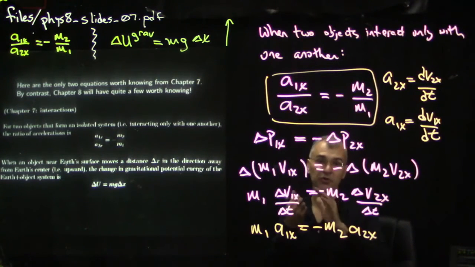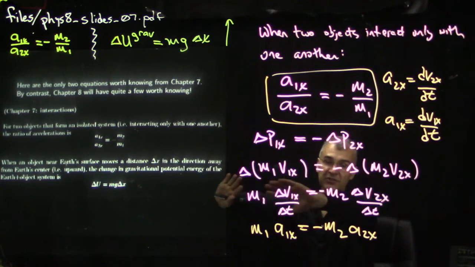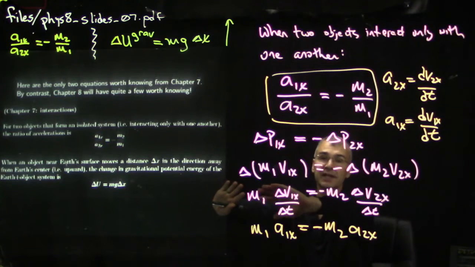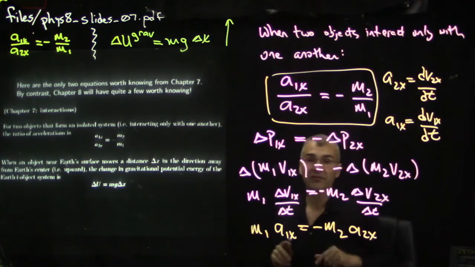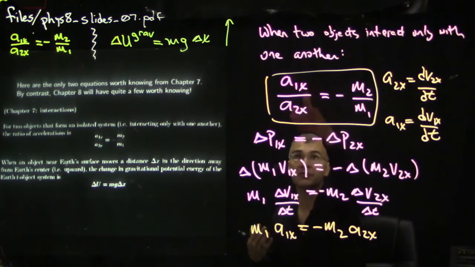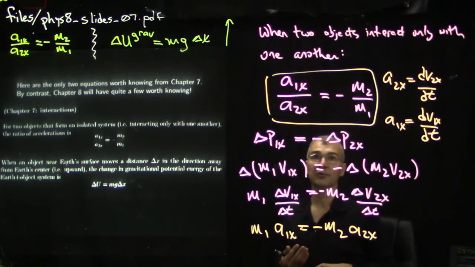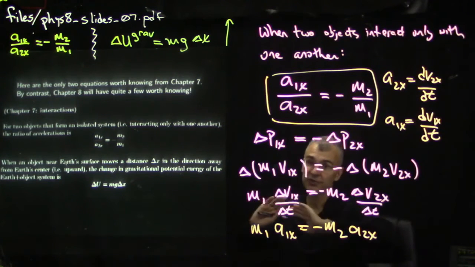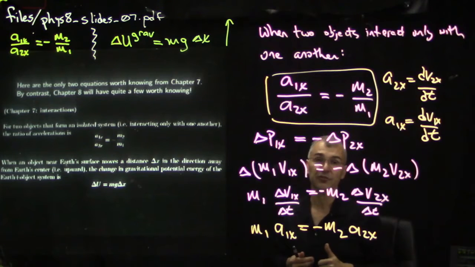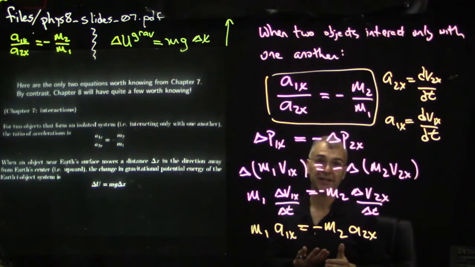So that says if two objects are pushing only on each other, and there isn't anything outside that two-object system pushing or pulling on either object, then they both recoil from one another. The less massive object will accelerate more, the more massive object will accelerate less, and the ratio of their accelerations is just minus the reciprocal of the ratio of their masses. The minus sign is because if we're pushing on each other and I accelerate to the right, then you will accelerate to the left, and vice versa. And the reciprocal is because the more massive object gets a smaller acceleration in magnitude, and the less massive object gets the larger acceleration in magnitude.